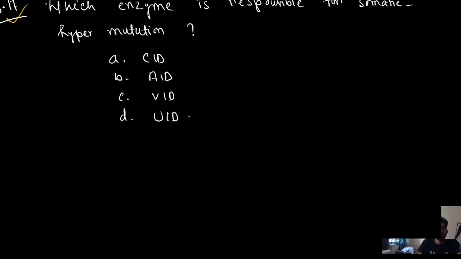Question number 17. Which enzyme is responsible for somatic hypermutation? The options are CID, AID, VID, UID. Recombinase has a role in VDJ.